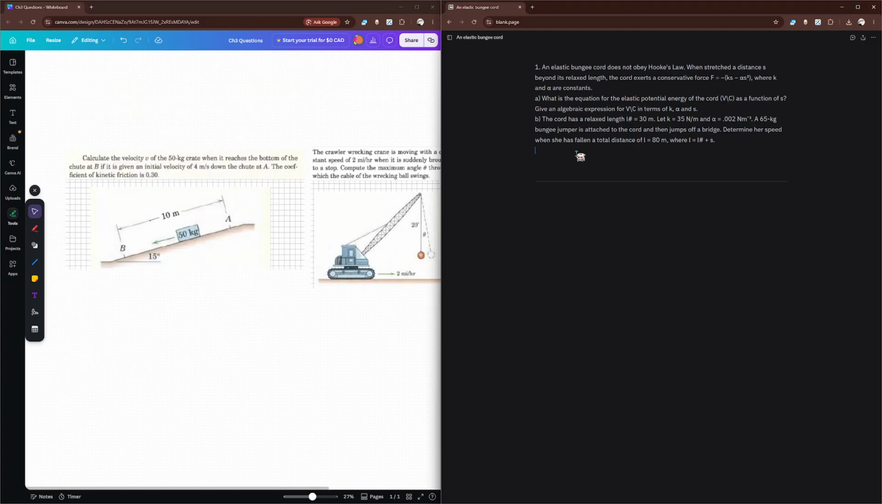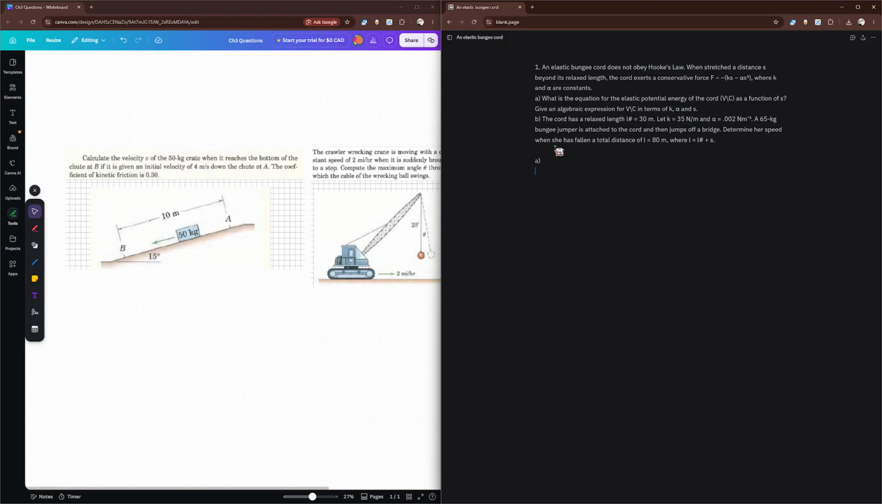Let us begin with question 1. An elastic bungee cord does not obey Hooke's law. When stretched a distance s beyond its relaxed length, the cord exerts a conservative force F equals negative ks minus alpha s cubed. K and alpha are constants. What is the equation for the elastic potential energy of the cord as a function of s, given as an algebraic expression in terms of k, alpha, and s? Okay, so A.